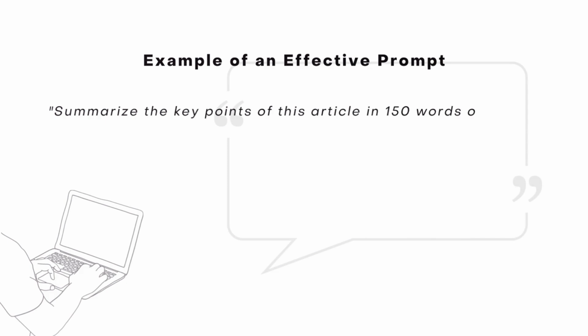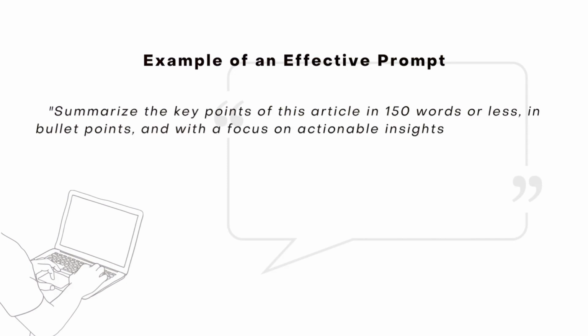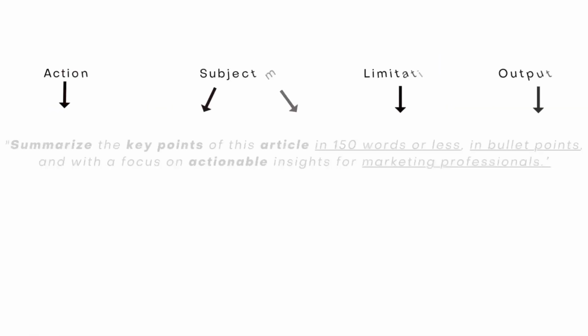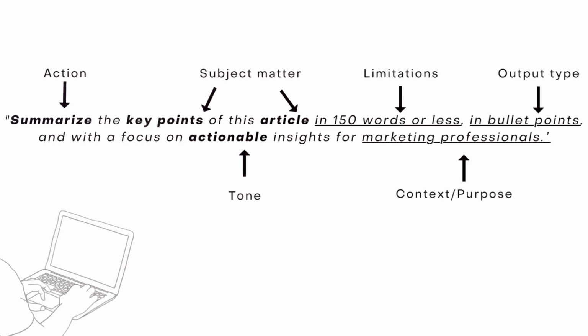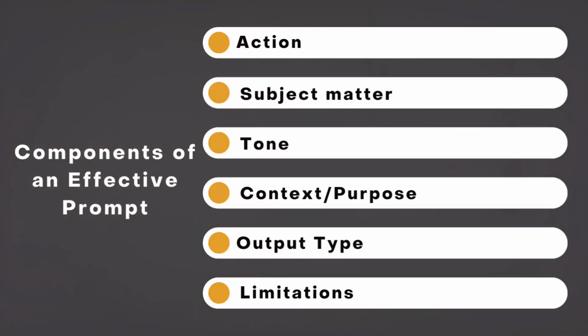"Summarize the key points of this article in 150 words or less, in bullet points, and with a focus on actionable insights for marketing professionals." This example provides the AI model with clear direction on action, subject matter, output, purpose, and tone. By incorporating the components we discussed into your prompt, you guide the AI more effectively, leading to outputs that are precise, relevant, and aligned with your expectations.